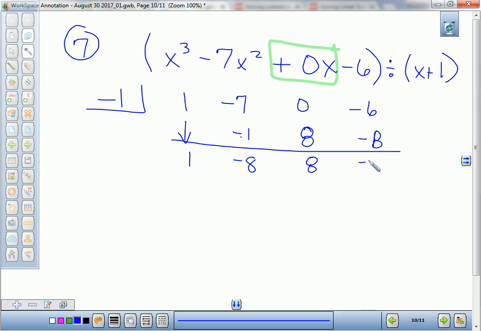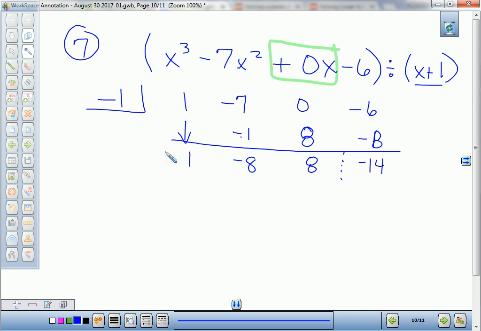And add. Okay, so the last one is always the remainder. So, my question to you is, is x plus 1 a factor of the dividend? Is this a factor of this? No, we know it's not. No, it's not because we didn't get 0.